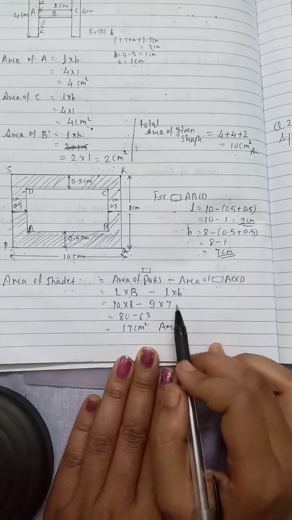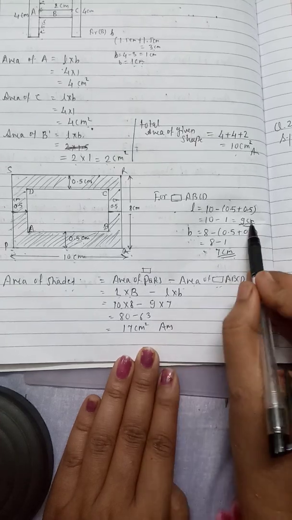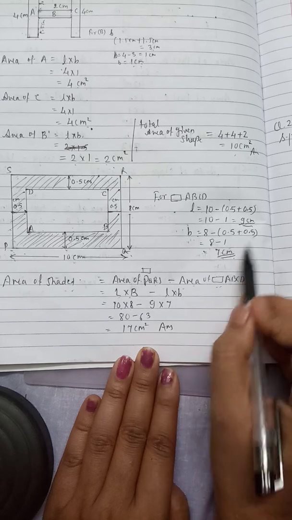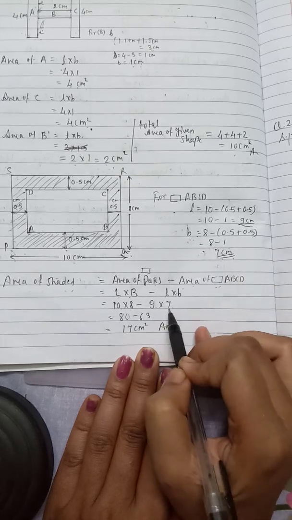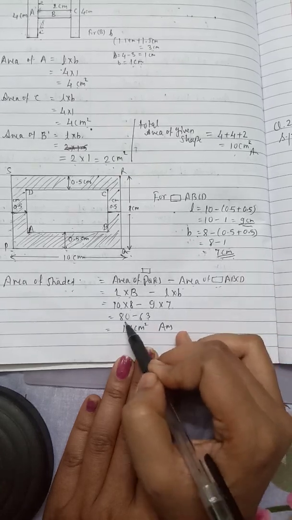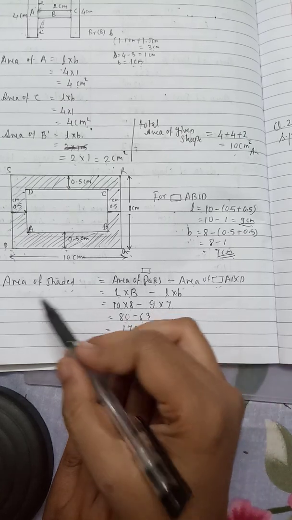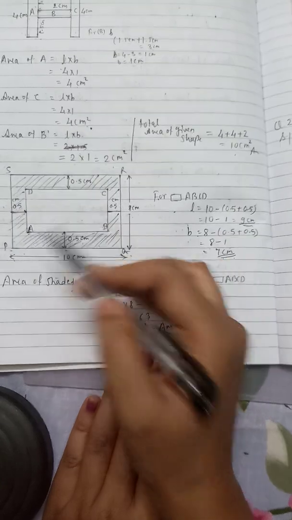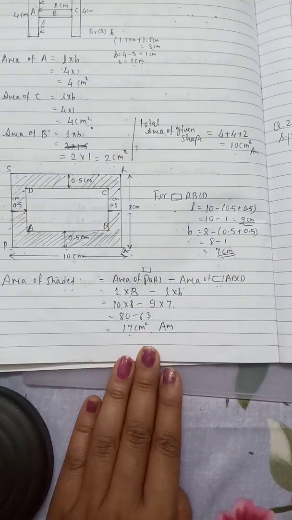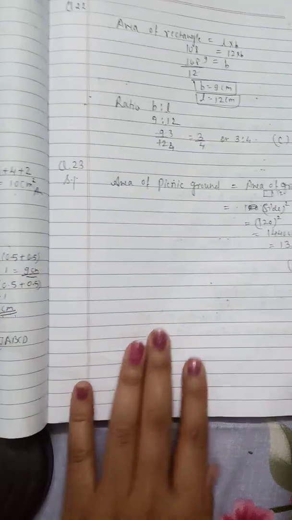Now in place of length we can put 9, and in place of breadth for the small rectangle, 7. 9 sevens are 63. 10 eights are 80. 80 minus 63, you will get 17 centimeter square, the area of this shaded region. Okay, so this is the solution. Now next question.